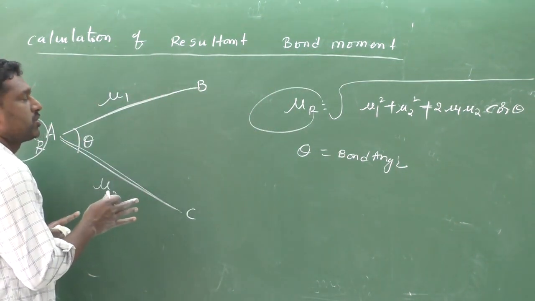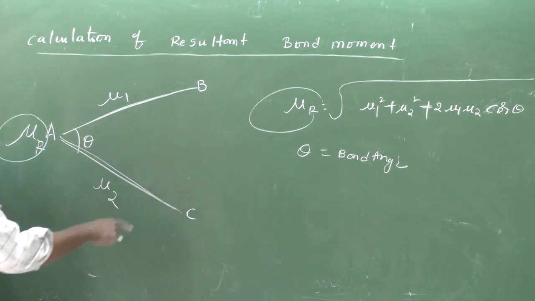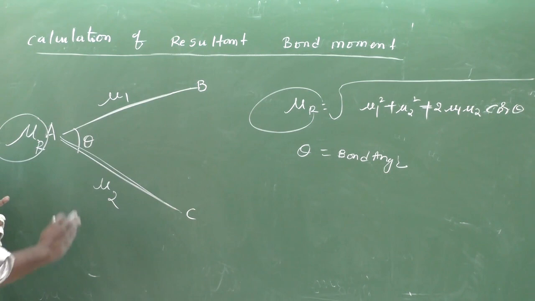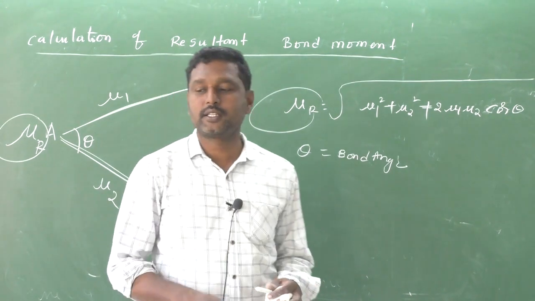So this is about vector quantity. That's why we consider it in this direction, and in this direction. So this is about the calculation of resultant bond moment.